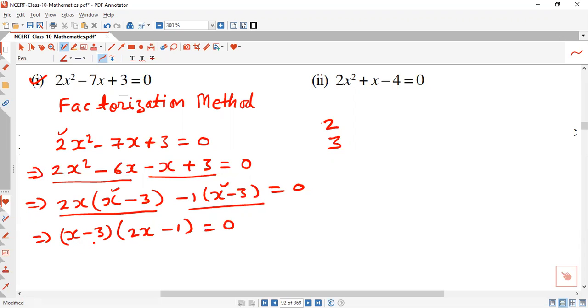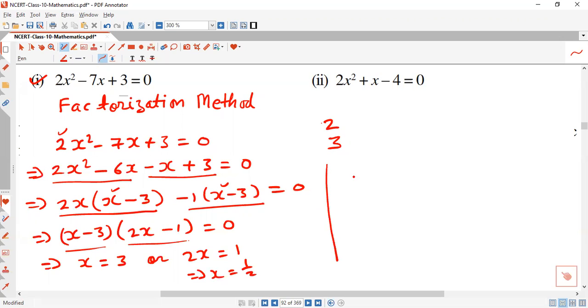So now the solution comes out. These are two product terms, so either the first product term x − 3 is 0, or the second product term 2x − 1 is 0. This implies that either x equals 3 or 2x equals 1, which implies x equals half. So we have two solutions: one is x equals 3 and the second is x equals half.